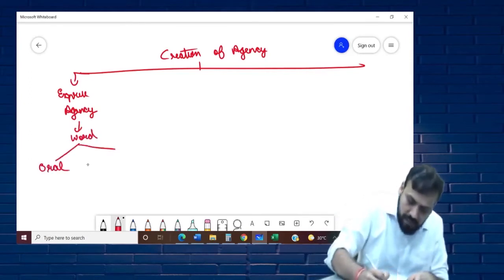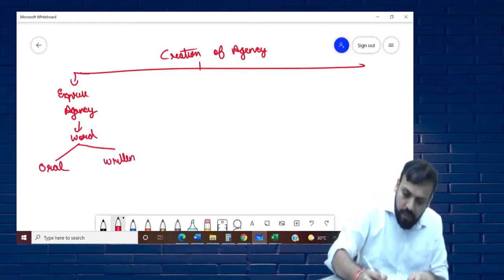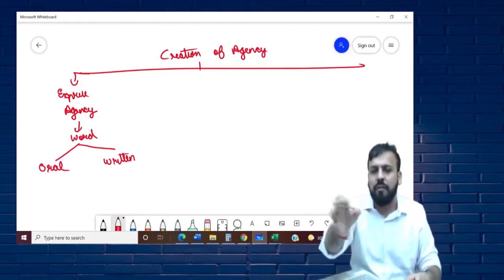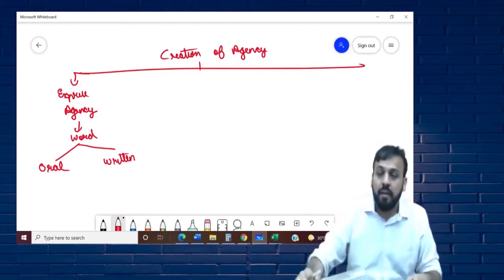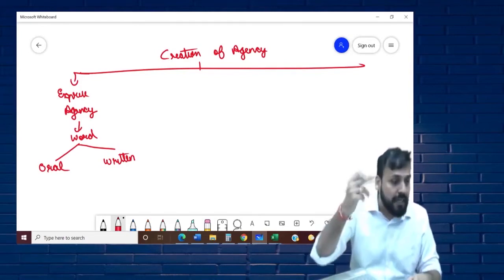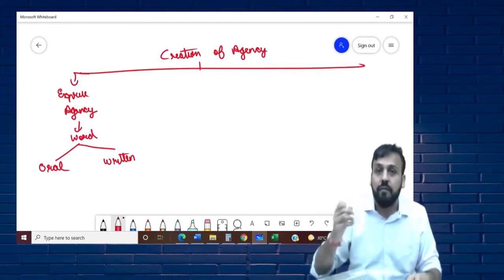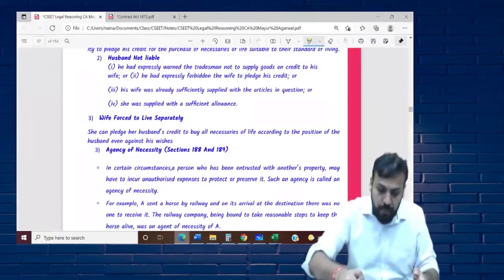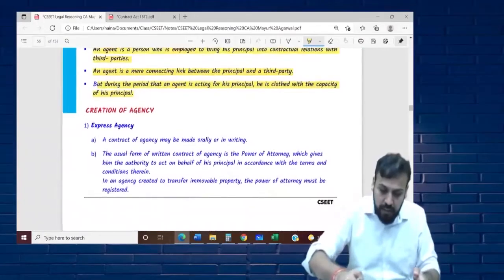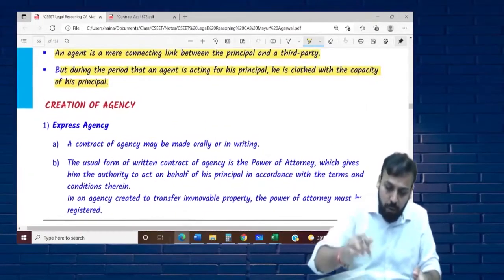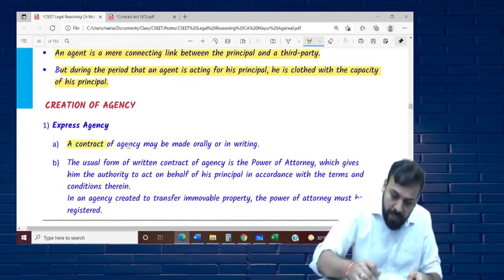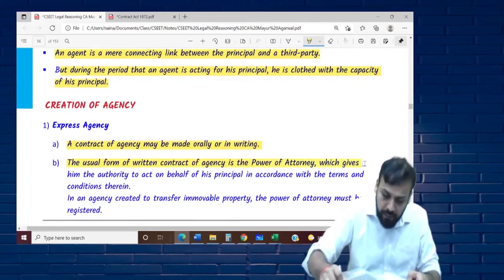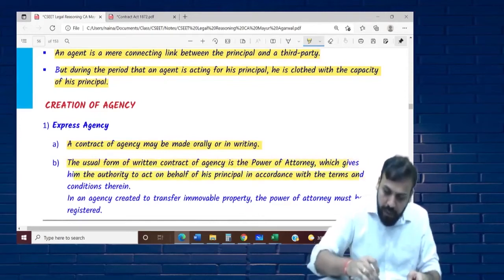Oral or written, friends. See, like you are going downstairs somewhere, so your parents say go and get the grocery. We have called the grocery fellow, just collect the bag. On their behalf you are collecting, and you have oral agency where a written contract is not required. Are you getting this? So this is express, which is basically by words. A contract of agency may be oral or written. Usually written is a power of attorney, which gives authority on behalf of the principal, and everything is written.